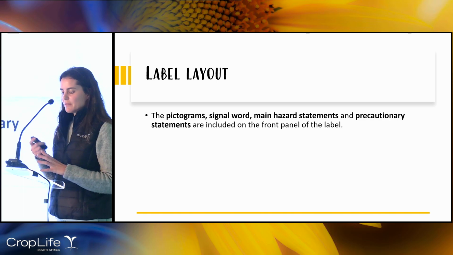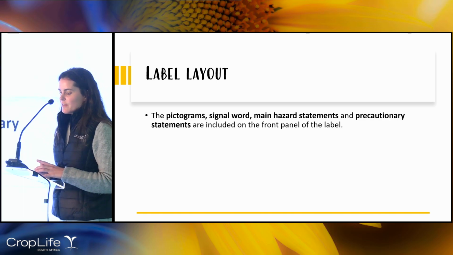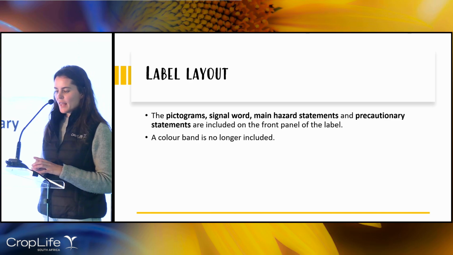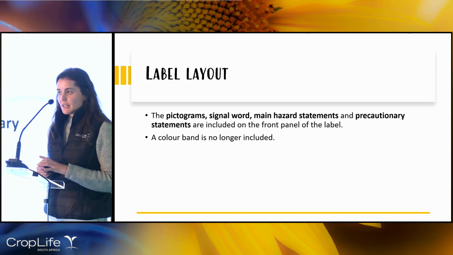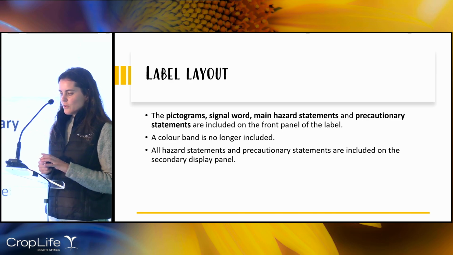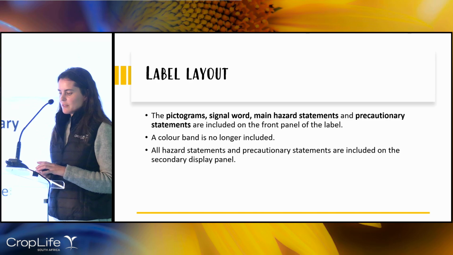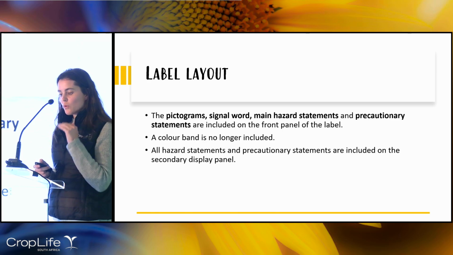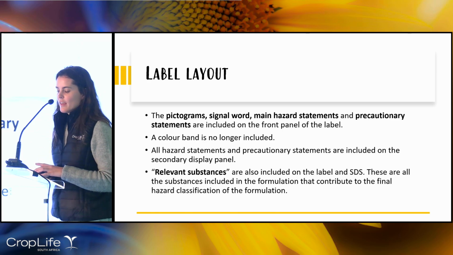So if we look at the label layout, the pictogram, signal word, main hazard statements, and precautionary statements will be included on the front panel of the label. There will no longer be a color band. All hazard statements and precautionary statements will be included on the secondary display panel, so only the main ones on the main panel and all of them on the secondary panel.